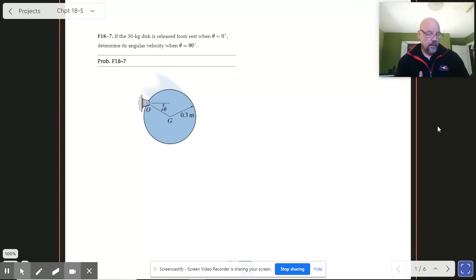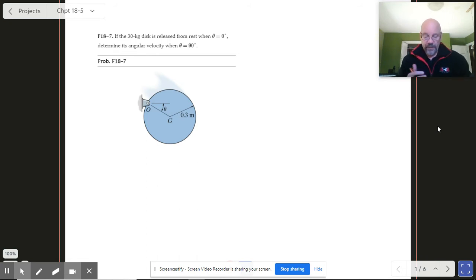Okay, everybody. Here is our first problem in the next section. So this is actually section 5 of chapter 18 for those of you playing at home. Now, in a lot of ways, these aren't any different than what we started doing already. And just to refresh your memory, we're talking about kinetic energy coupled with rotation.